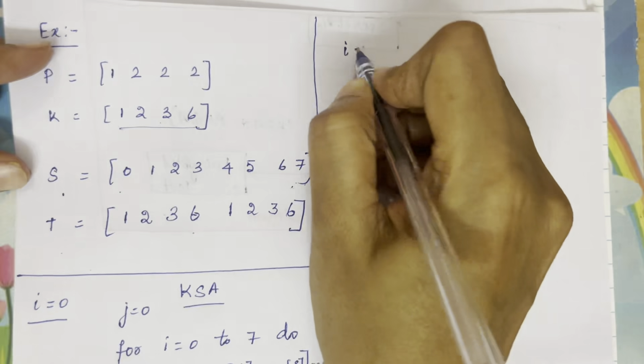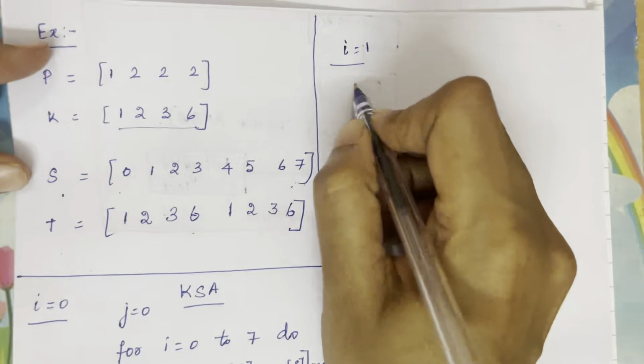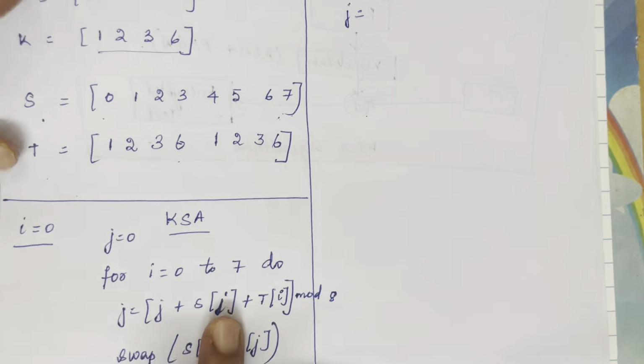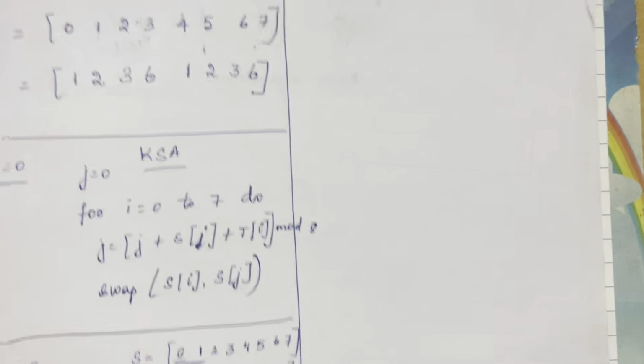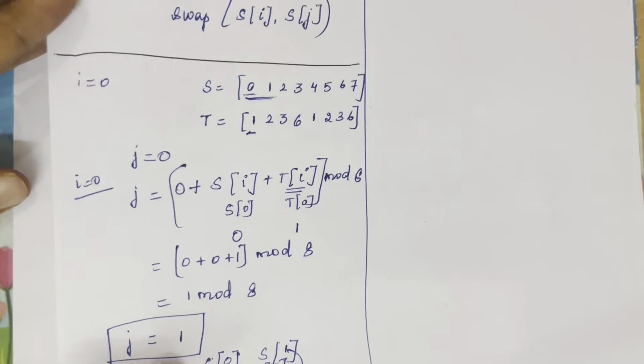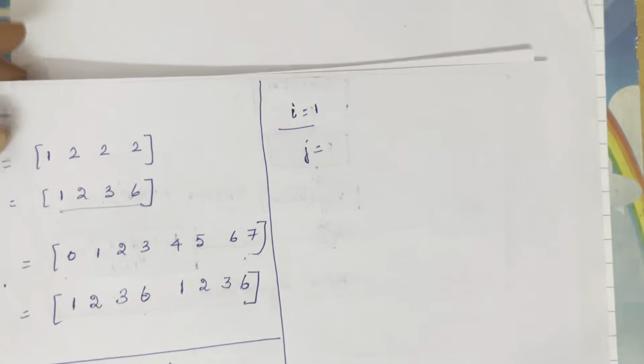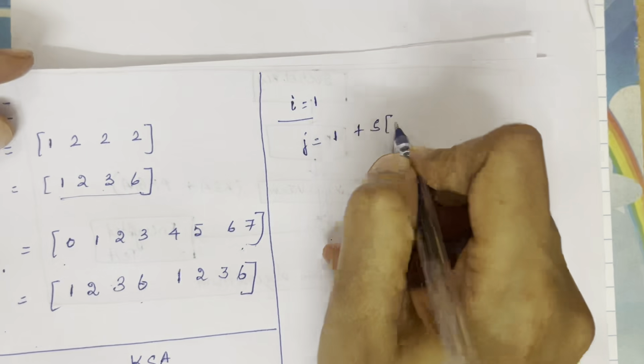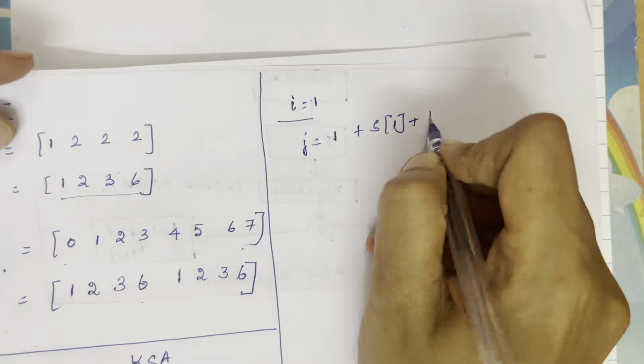I is equal to 1. So when I is equal to 1, j will be equal to j plus... okay, j is the previous value for j. What is the previous value for j? That is 1. So you have to take the previous value. j is equal to j plus s of I, s of 1, plus then t of 1.